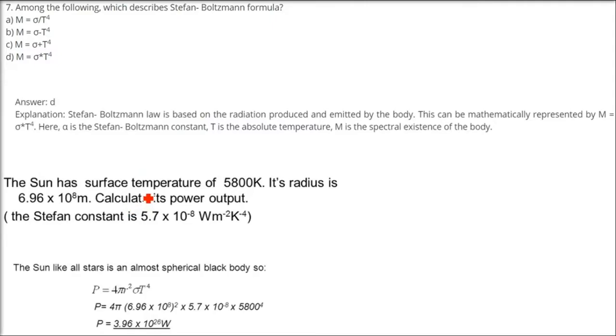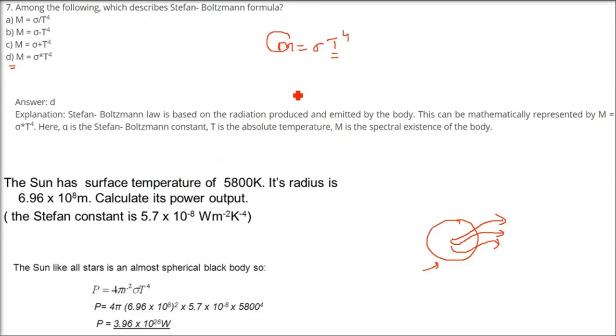Among the following, which describes the Stefan-Boltzmann formula? I have an example also to help you understand. The Stefan-Boltzmann law is based on the radiation produced and emitted by a body. A body absorbs and then emits. For example, a utensil making bread, or anything which is heated, will emit certain energy in the form of heat. This can be mathematically represented by M equals sigma T to the power 4. Sigma is the Boltzmann constant, T is the absolute temperature, and M is the spectral excitation of the body, how much it emits.